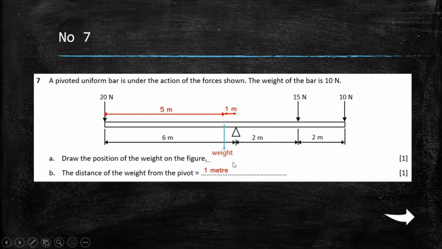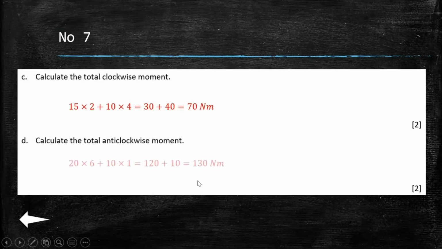The weight of the uniform bar is known in the problem as 10 Newton, this one. The distance of the weight from the pivot is 1 meter, and the distance of the 20 Newton force from the pivot is 6 meters. So the answer for number 7d is 20 times 6 plus 10 times 1, equal to 120 plus 10, equal to 130 Newton meter.